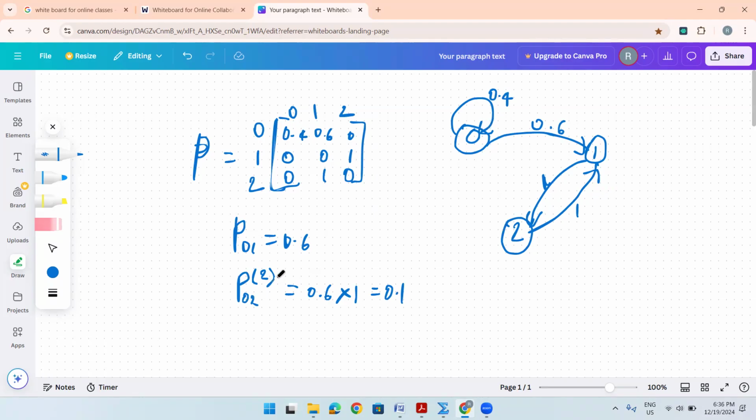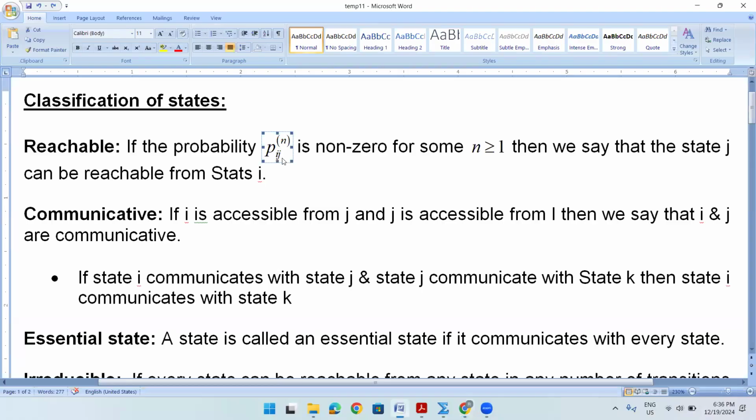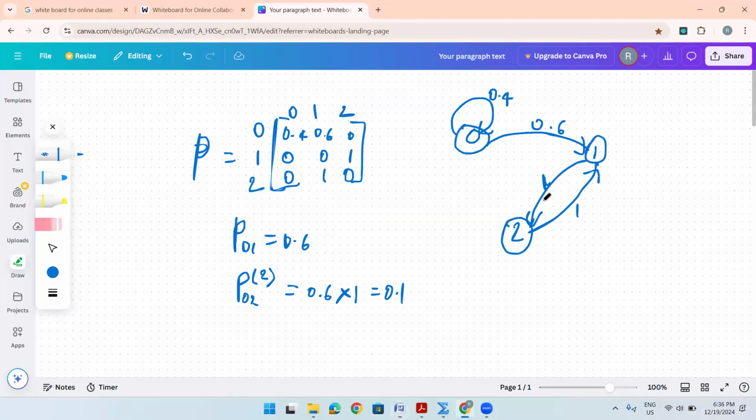The power is not actually a power. It's the number of transitions, which we write within the brackets. That is, if Pij(n) is non-zero for some n greater than zero, for any number of transitions, then we say that the state j is reachable from state i. So j is reachable from i, but i is not reachable from j, because from 2 to 0 we cannot reach. From 2 to 1 we can move, but from 1 to 0 we cannot reach. So i is not reachable from j, but j can be reachable from i in two transitions.